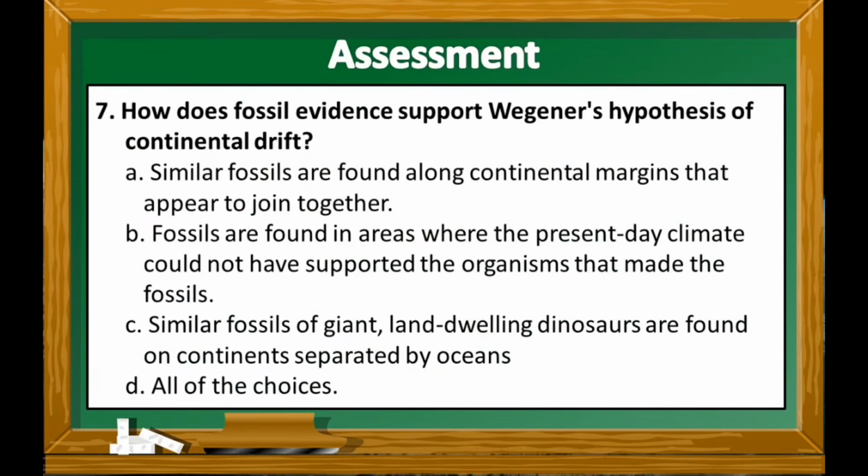7. How does fossil evidence support Wegener's hypothesis of continental drift? A. Similar fossils are found along continental margins that appear to join together. B. Fossils are found in areas where the present-day climate could not have supported the organisms that made the fossils. C. Similar fossils of giant, land-dwelling dinosaurs are found on continents separated by oceans. And letter D, all of the choices.